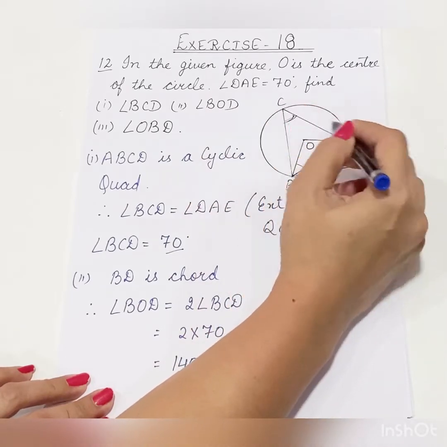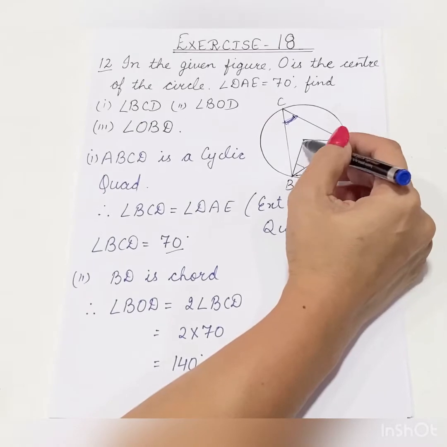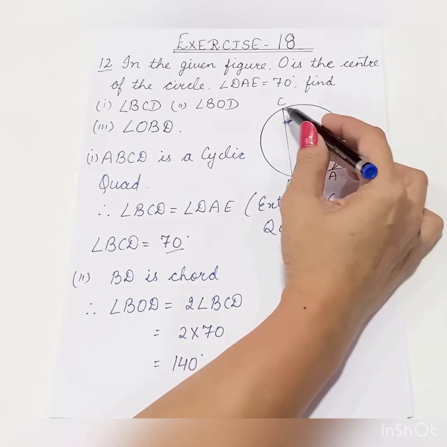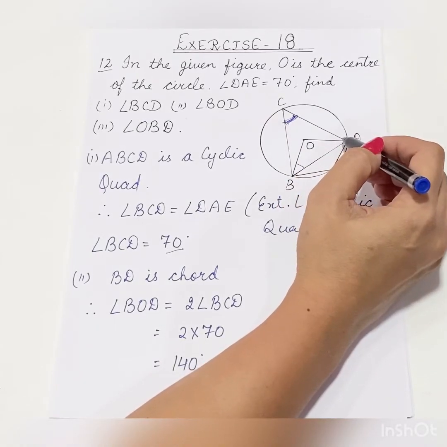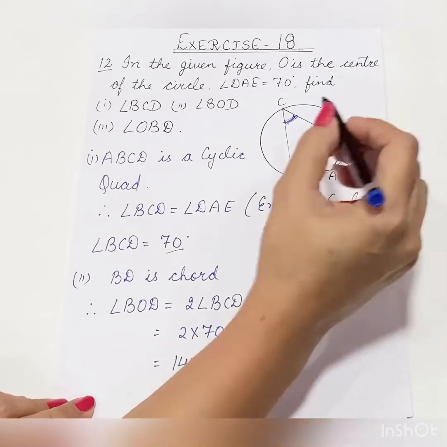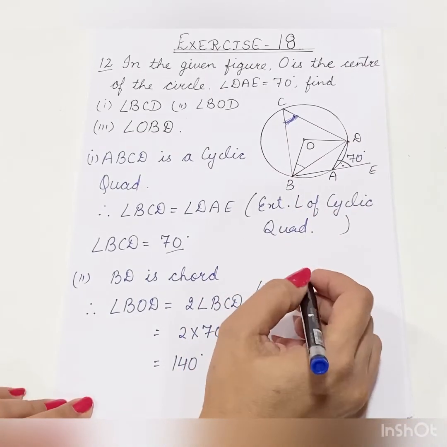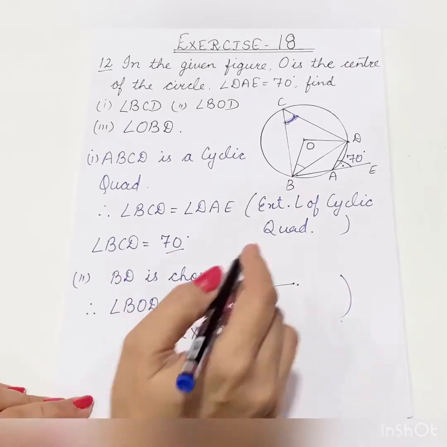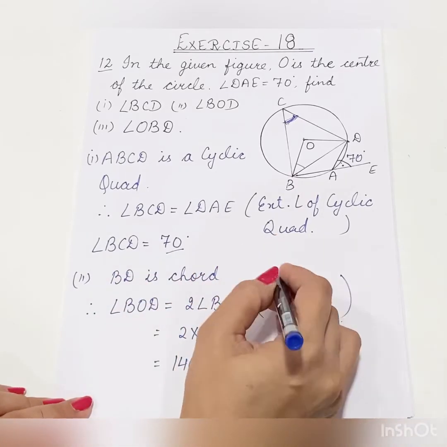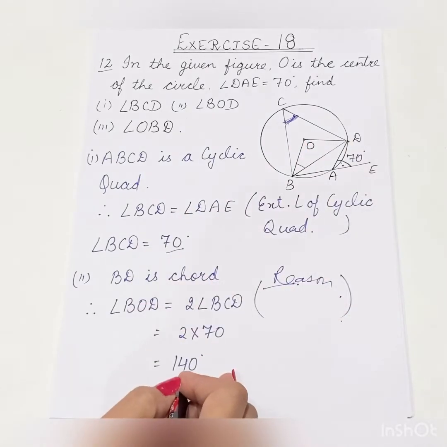Now BCD is the angle at the circumference. BD is a chord which is subtending angle BOD at the center and BCD at the circumference. We have the property that the angle subtended by a chord at the center is double the angle subtended by it at the circumference. Give here the property. This is the first property of this chapter. Angle at center is double the angle at the circumference. You have to give the reason here. So angle BOD comes out to be 140 degrees.